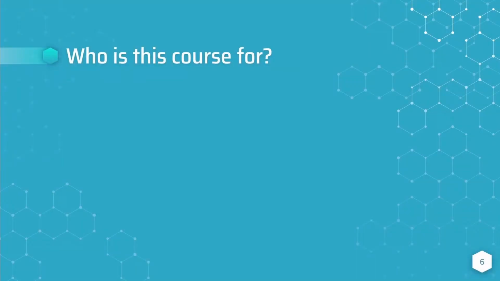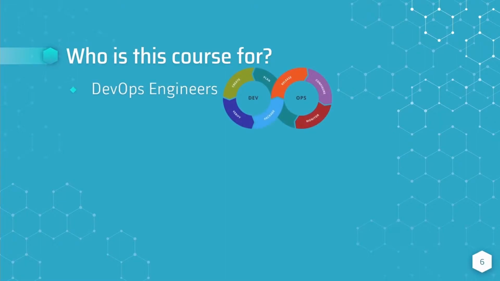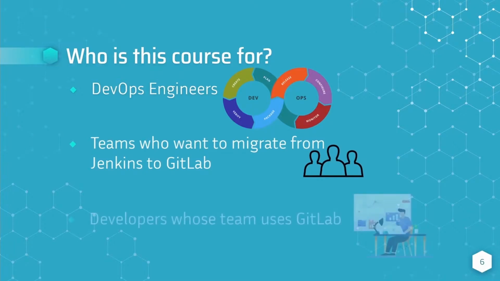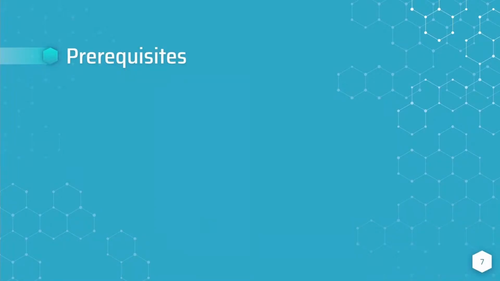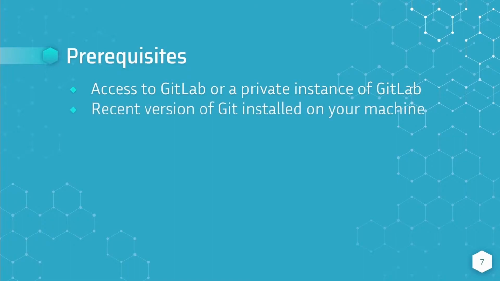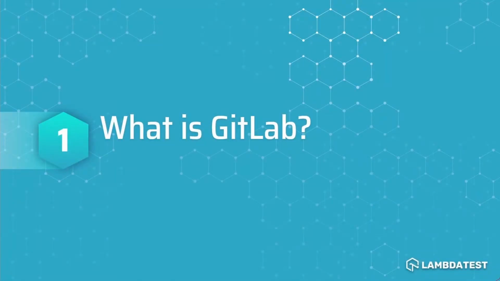So who is this course for? This course is made for DevOps engineers, software teams who want to migrate from Jenkins to GitLab, and developers whose team uses GitLab. The prerequisite to this course is that you have access to GitLab or a private instance of GitLab. So you should have a user account on whatever GitLab instance that you're using. You will also need a recent version of Git installed on your machine. Now let's get into the first topic.